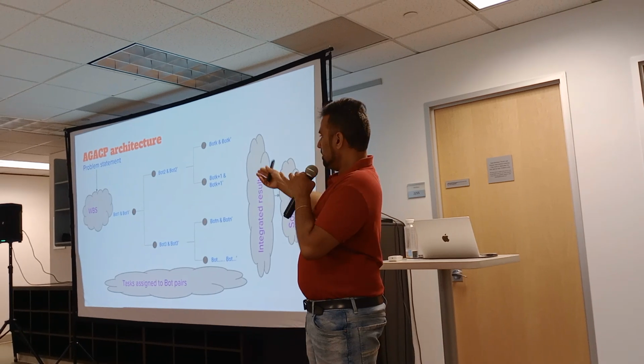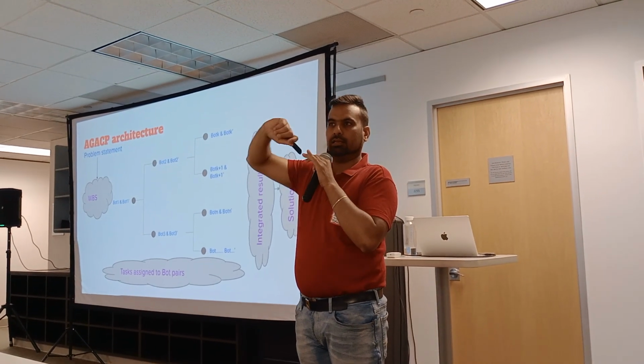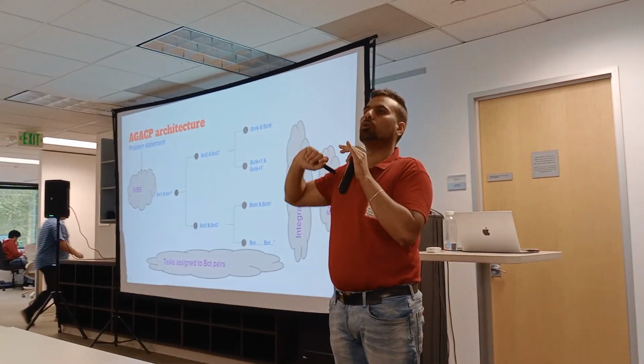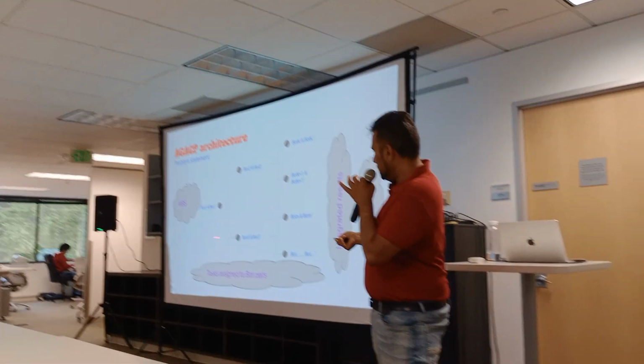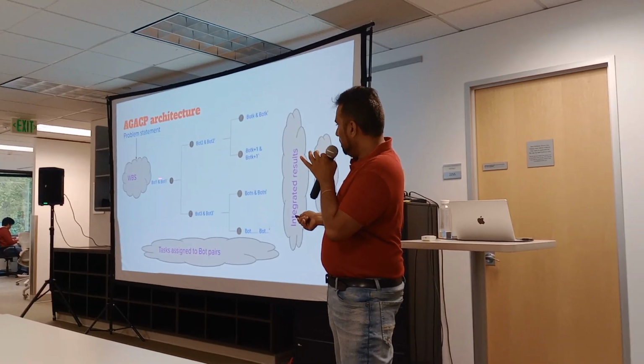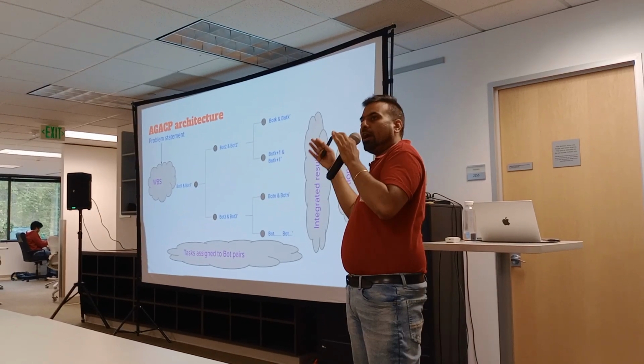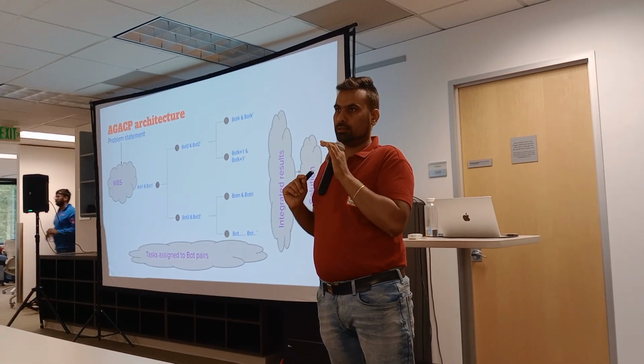Or bot 1 says I want to create 8, and bot 1 prime will say no, 8 is not good, 5 should be good. And so basically the result of bot 1 will be validated by bot 1 prime, and then the final output will go out. That's how it is.